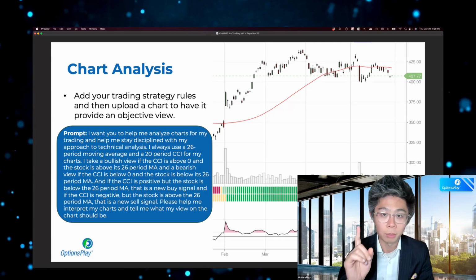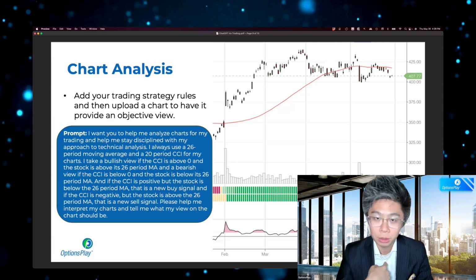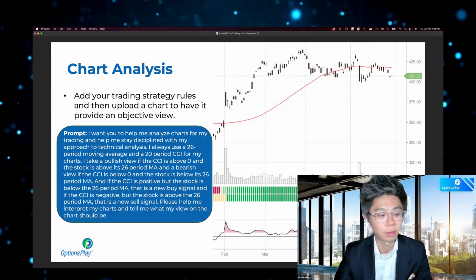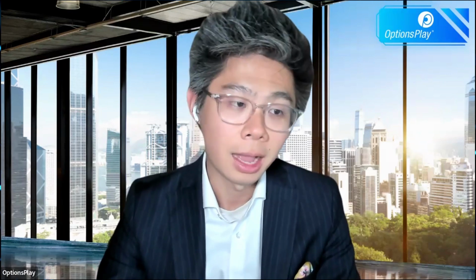And if you're guilty of that, please type 1 into the chat window. I know I'm guilty of it. I know many of you are guilty of that. So this is one way that you can potentially use ChatGPT to avoid that and be a lot more objective about your rules and a lot more objective of your trading.